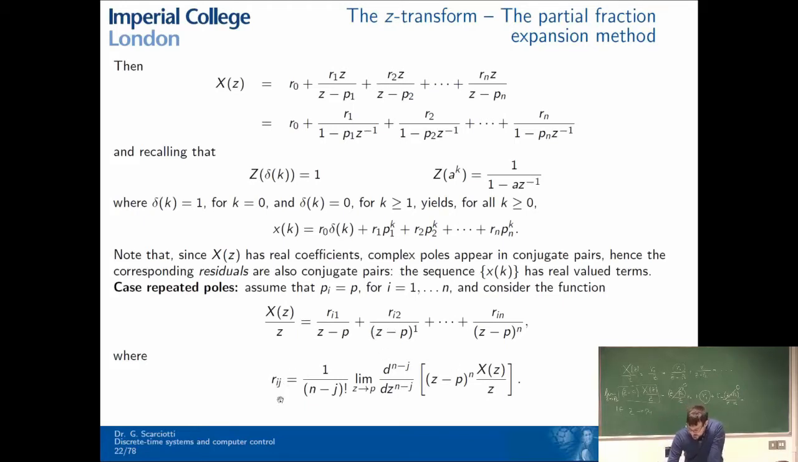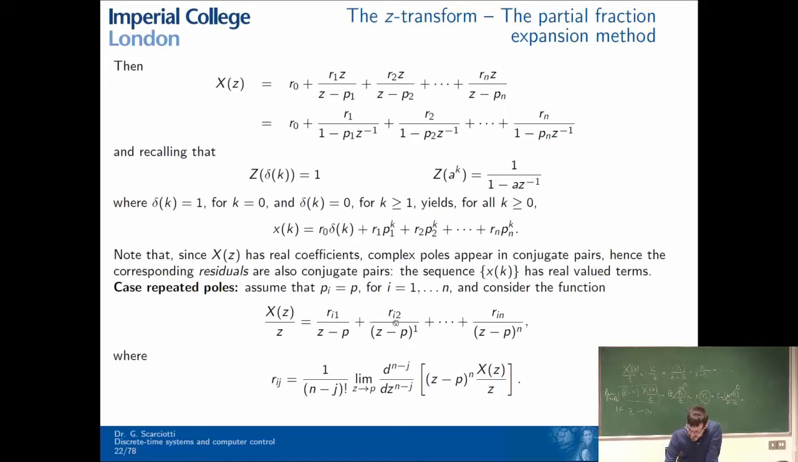In this case, the explanation is pretty straightforward. The idea is the following. We take the function and we multiply by the highest power. This means that this term will disappear, and all the other terms will get at the numerator (z minus p) to the power of something. Here, for instance, you will have (z minus p) to the power n minus 1, and here (z minus p) to the power n minus 2, and so on.